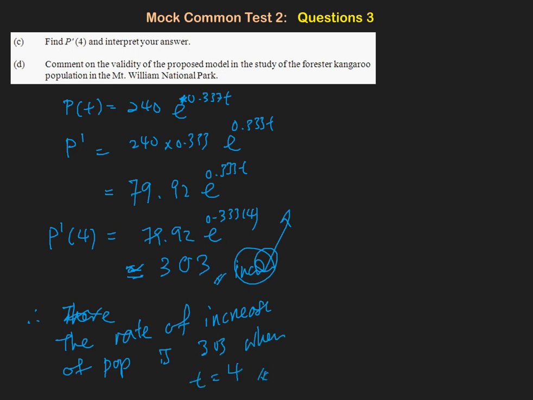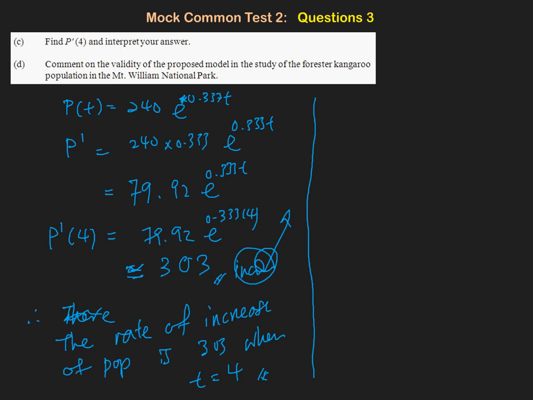Lastly, a comment on the validity of this model. Intuitively, you probably realize this is a lousy model, not a very good model, because just after 2 years, you have over 700, over 1,000 kangaroos. It's crazy. We start off with 240. So this would not be sustained. I mean, there's not enough food. They will be crowded. Unless kangaroos like to stay in flats, right? So this is totally unacceptable.